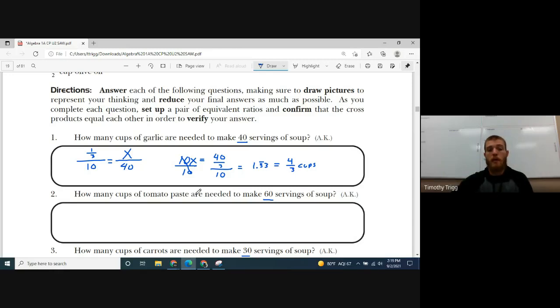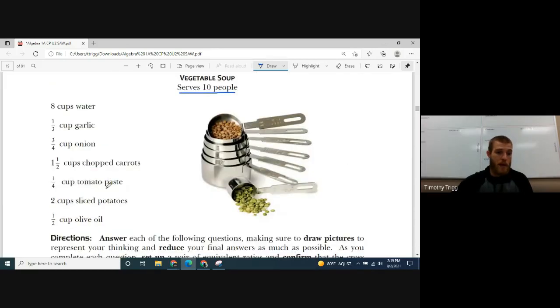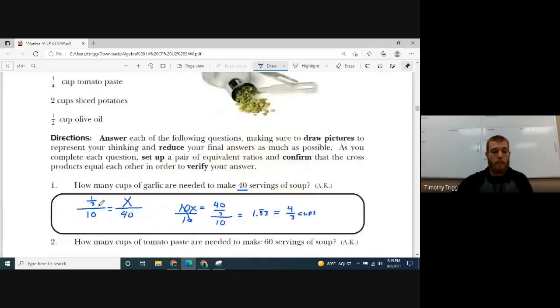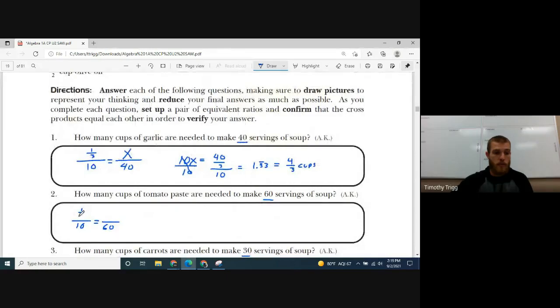How many cups of tomato paste were needed to make 60 servings? So we know the recipe only makes 10 servings, but I want to make 60 servings. Well, how much tomato paste is needed for 10 servings? So for tomato paste, that was 1/4 of a cup for 10 servings. How much for 60 servings?